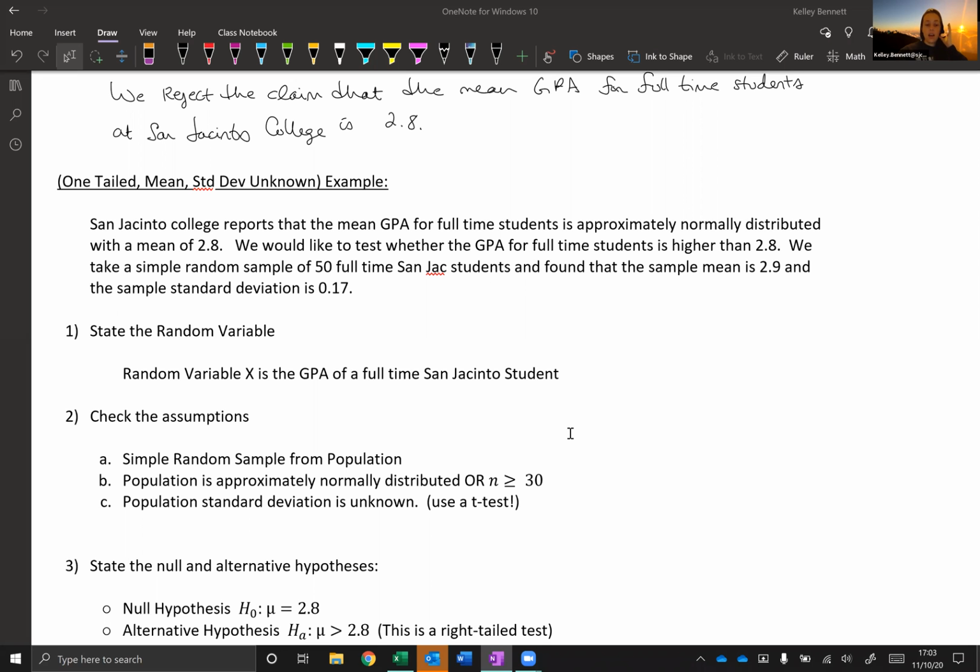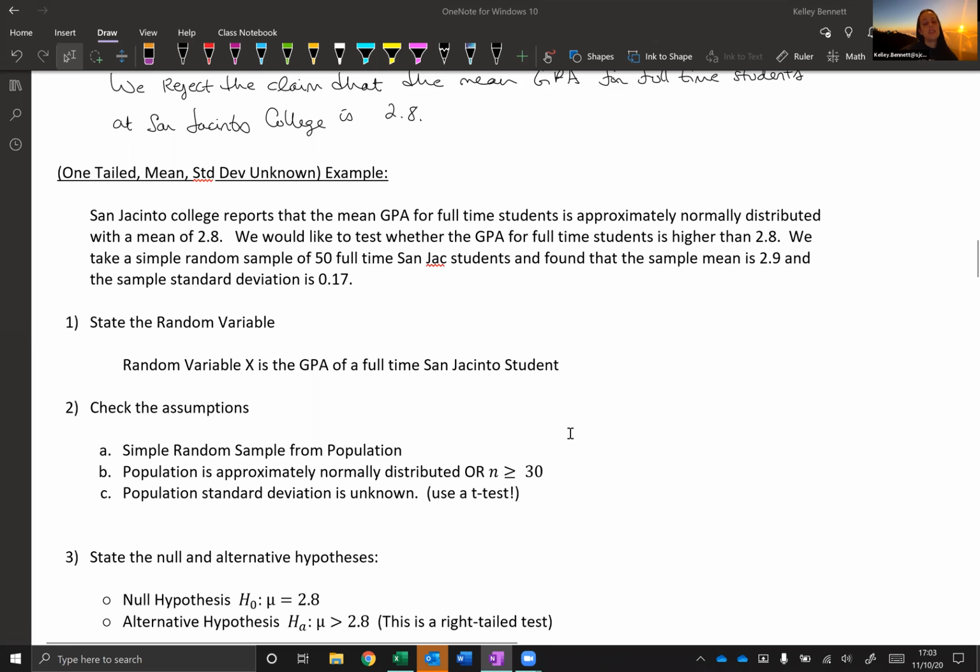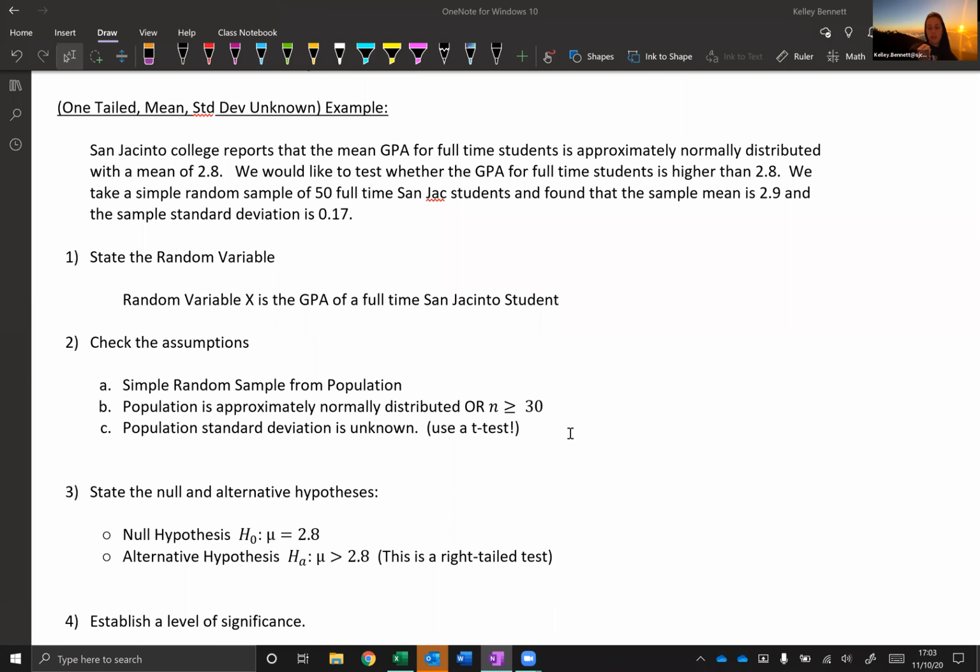So let's state our alternative hypothesis. Remember that our alternative hypothesis is the thing that we want to show, or the thing that we want to test, the thing that we would like to be able to claim at the end.